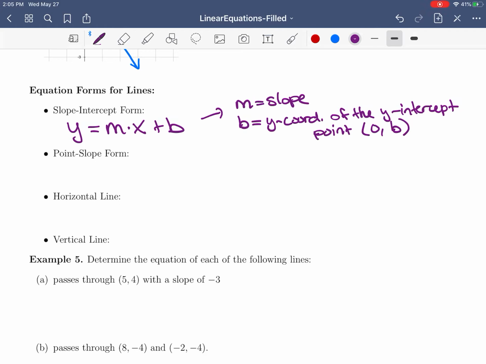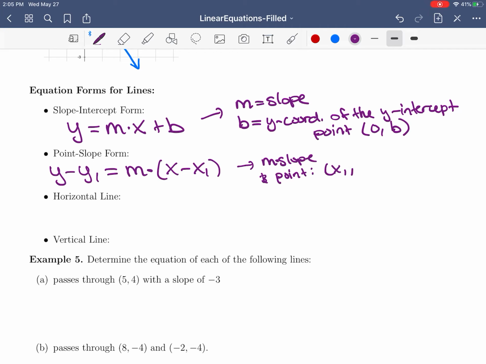If you have it in point-slope form, what that looks like is y minus y1 is equal to m times x minus x1. Here again, m is the slope. And now we have a point that the line goes through, x1, y1. So this point is on the line.